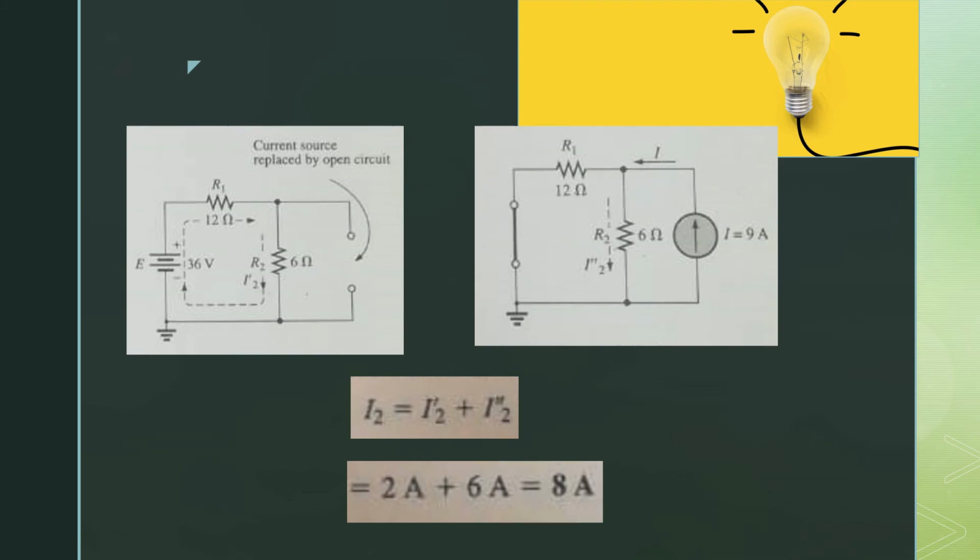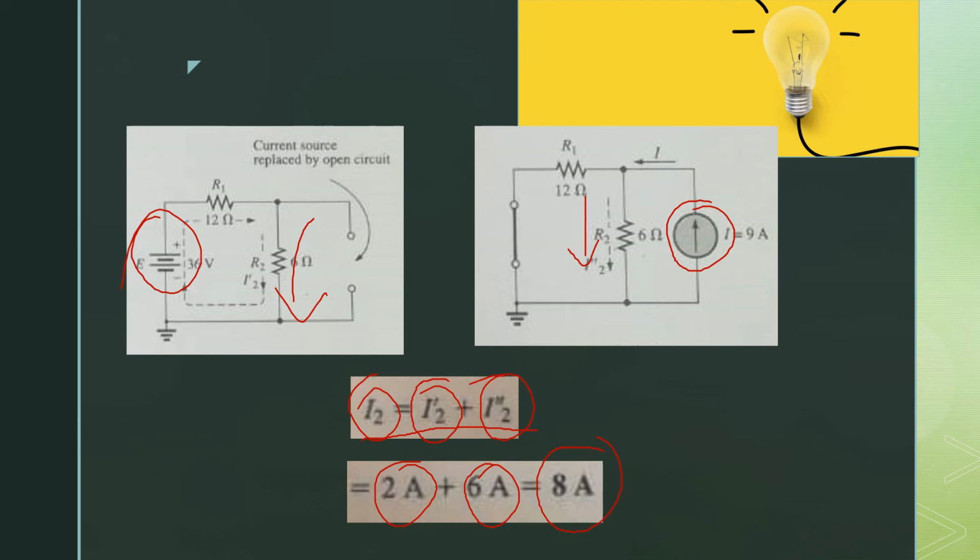Using these two figures, we will see that I2 is basically I2 prime plus I2 double prime, because due to that voltage source, I2 prime current is flowing in downward direction. Due to that current source, I2 double prime current is also flowing in downward direction. So the direction of both the currents is the same, so the net current is equal to I2 prime plus I2 double prime. The value of I2 prime is 2 ampere and I2 double prime is 6 ampere. So the total current I2 flowing from resistor R2 is basically equal to 8 amperes.